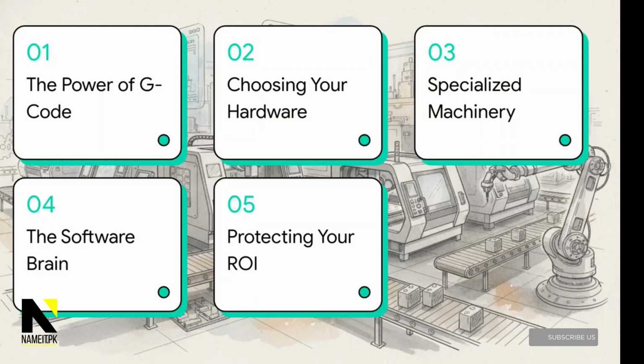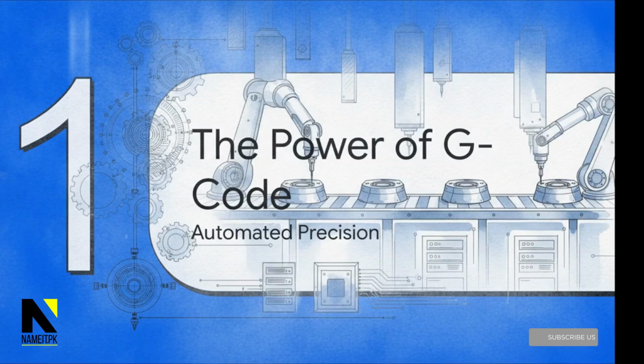So, here is our consultation blueprint to fix that. First, we'll cover the power of G-code. Second, choosing your hardware. Third, specialized machinery. Fourth, the software brain, nesting. And finally, protecting your investment. Let's kick things off with Section 1, the power of G-code.